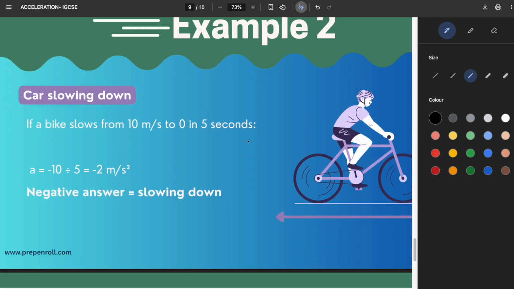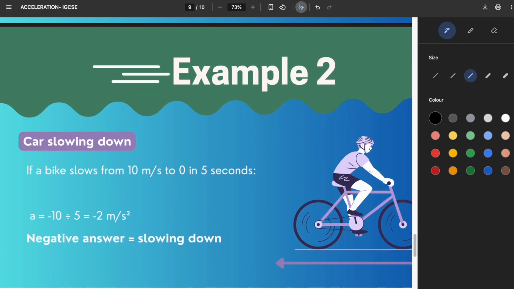Before I move on, I need to first discuss that acceleration could be positive, and acceleration could be negative. Okay, let's talk about acceleration being positive. Positive acceleration is when you are moving in this direction, the positive direction. Acceleration could be negative when you are moving in the opposite direction. There are two more words which we call acceleration and deceleration.